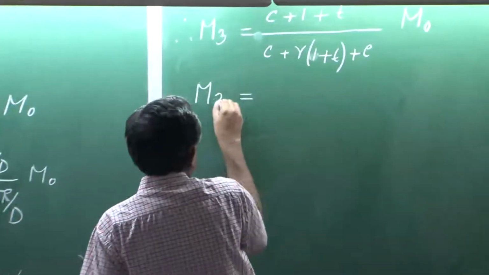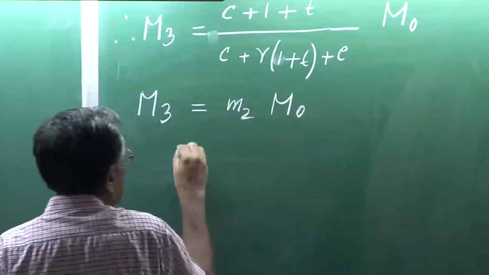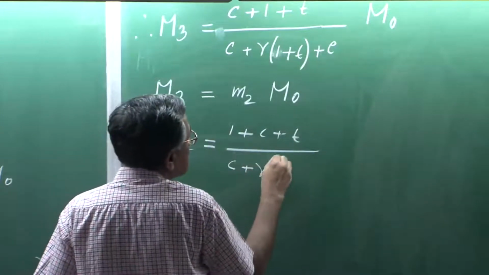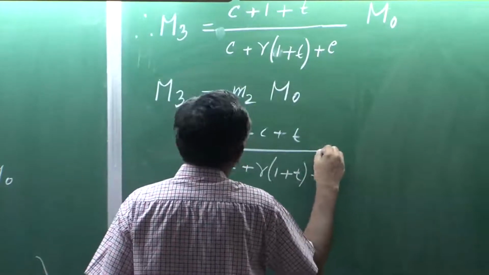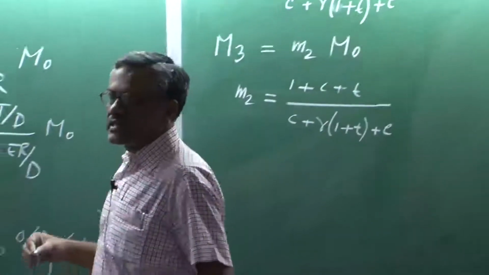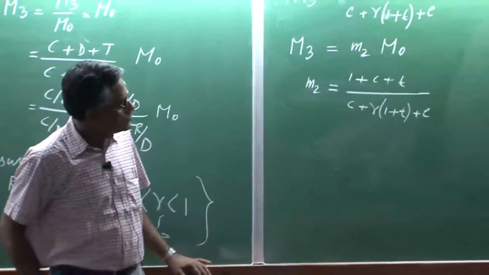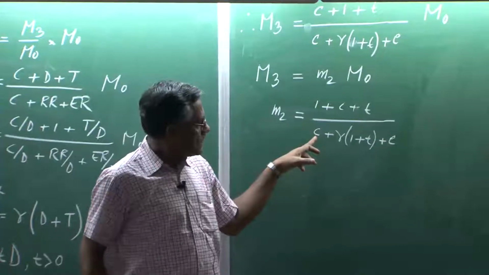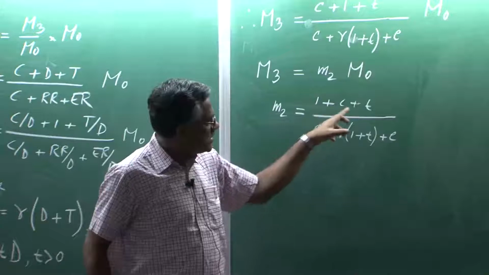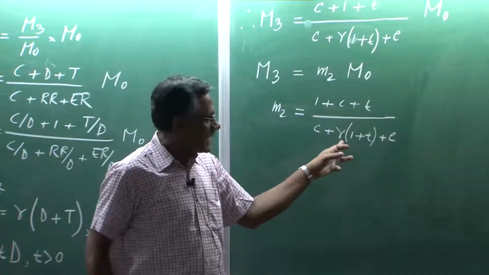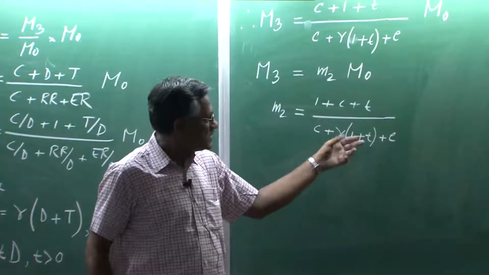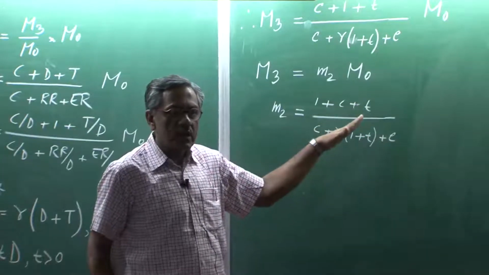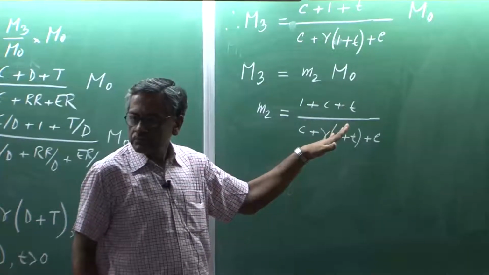So, this is the complex multiplier where M3 over M naught is equal to 1 plus c plus t over c plus gamma into 1 plus t plus e. The question is, is it greater than 1 or less than 1? e is a very small fraction usually. Now, gamma of 1 plus t is a fraction of that 1 plus t here. Gamma is 7% or something. So, 7% of 1 plus t is small, plus c is definitely less than the numerator, and how much e would you add? Very little e you have added. So, it is greater than 1. Intuitively you can see it is a number greater than 1.